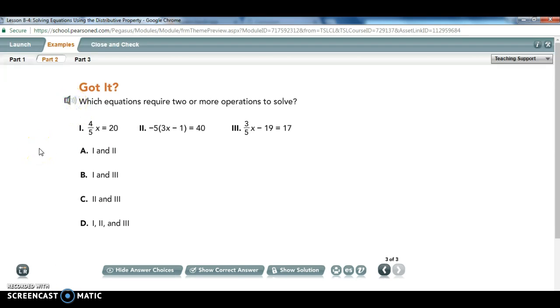Which equations require 2 or more operations to solve? Two and 3 would require 2 or more operations to solve. Number 1 only requires one operation to be able to solve it, which would be dividing by 4/5.